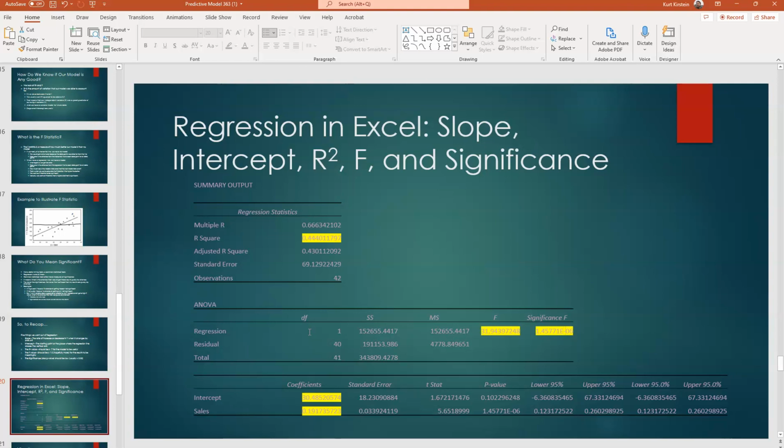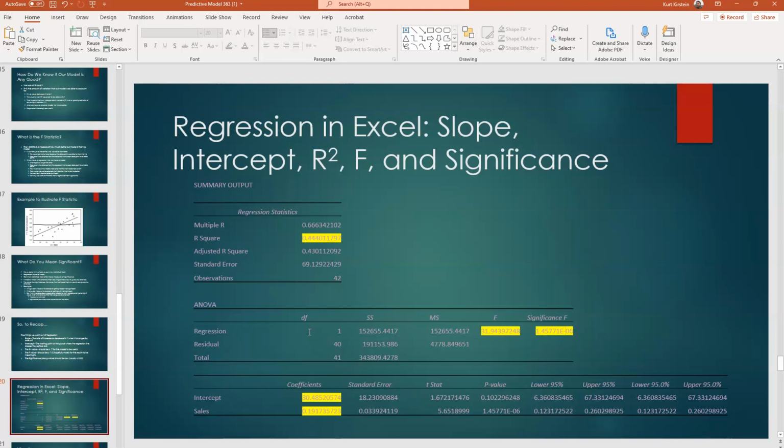If we have multiple variables, and you can have multiple independent or input variables that are predicting your output, then we would look at the adjusted r-square, because the adjusted r-square is going to be different, since it takes into account the fact that you have more than one input variable. But for now, we're doing simple linear regression with only one input variable, so we'll look at r-squared.